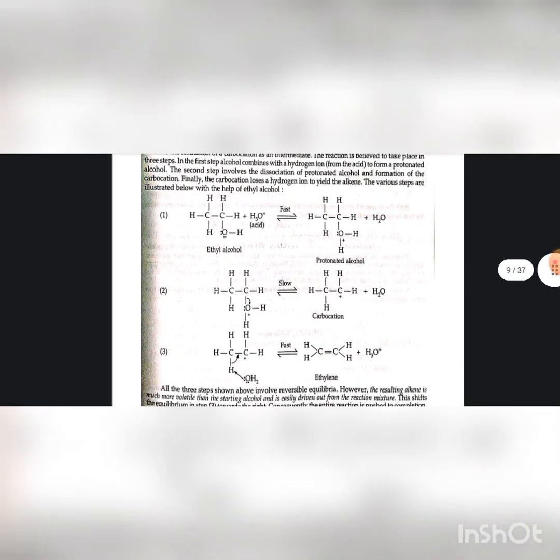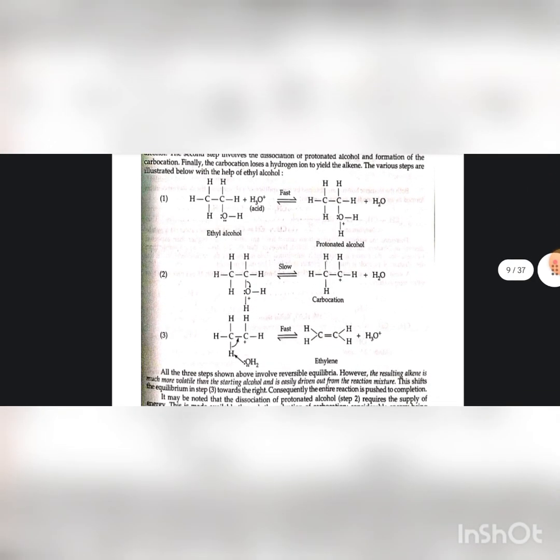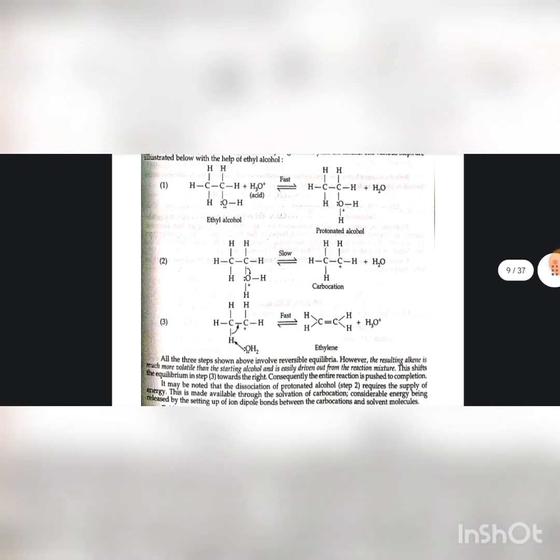Finally, the carbocation loses a hydrogen ion to yield the alkene. The various steps are illustrated below with the help of ethyl alcohol. As we can see, ethyl alcohol plus acid. This reaction is fast and gives the protonated alcohol plus H2O. All the three steps shown above involve reversible equilibria.